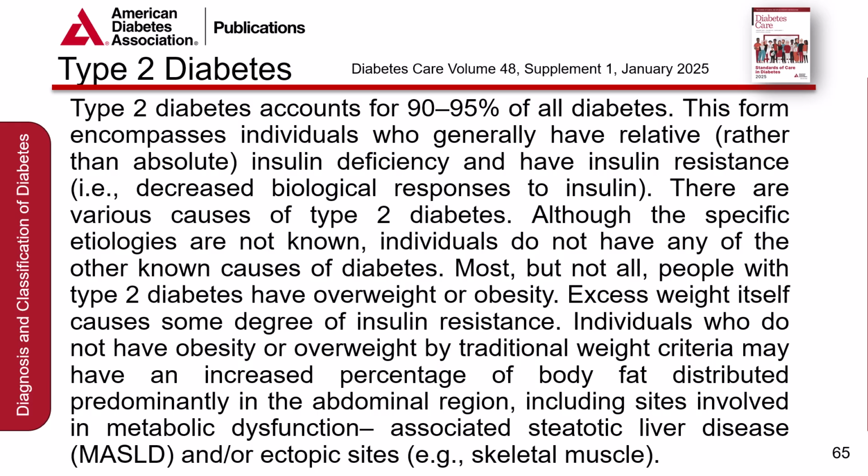Most, but not all, people with type 2 diabetes have overweight or obesity. Excess weight itself causes some degree of insulin resistance. Individuals who do not have obesity or overweight by traditional weight criteria may have an increased percentage of body fat distributed predominantly in the abdominal region, including sites involved in metabolic dysfunction, associated steatotic liver disease and/or ectopic sites, for example, skeletal muscle.